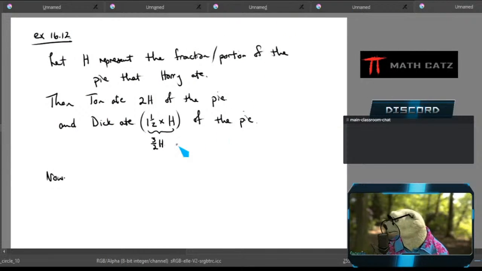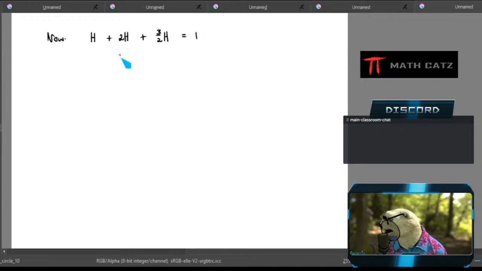All of them eat a fraction of the pie, and that should add up to 1. So the fraction that Harry eats plus the fraction that Tom eats plus the fraction that Dick eats should add up to 1. So there's some variety right there. Now I look at this equation.